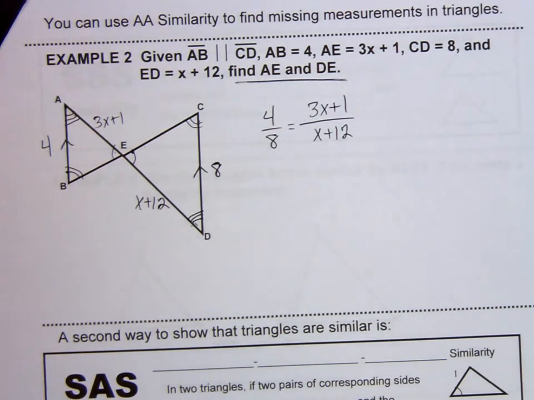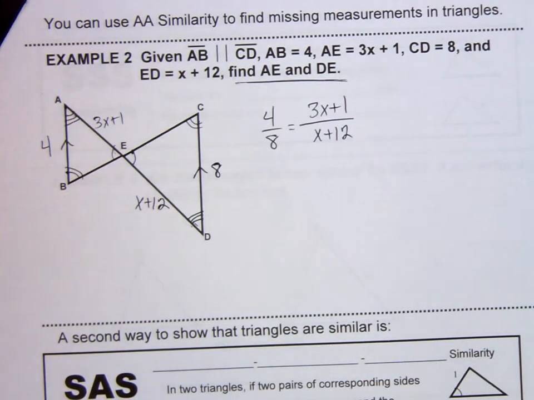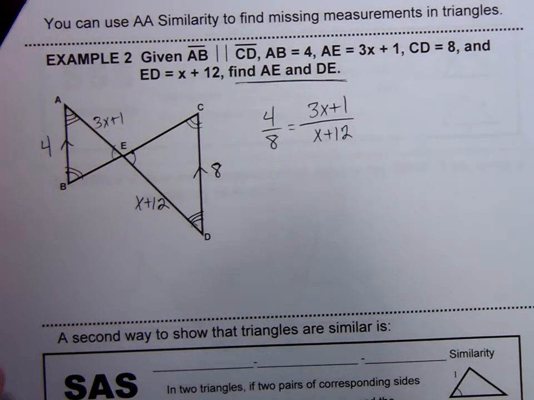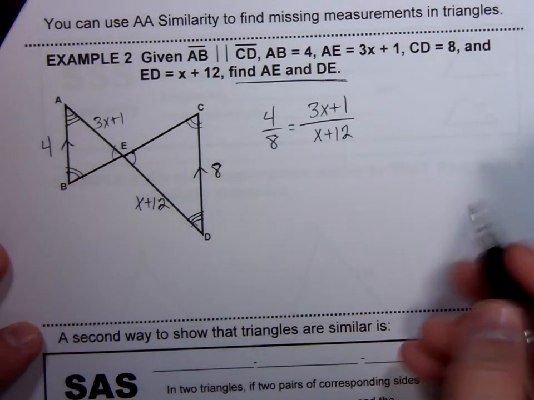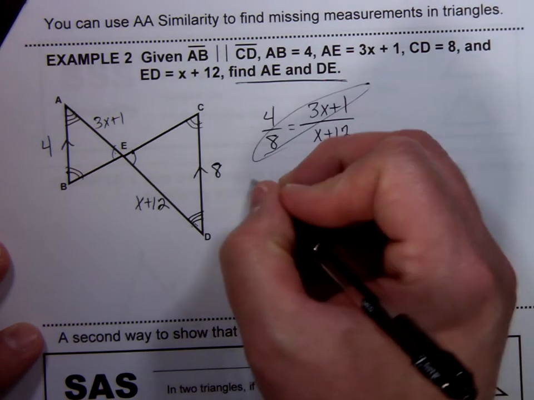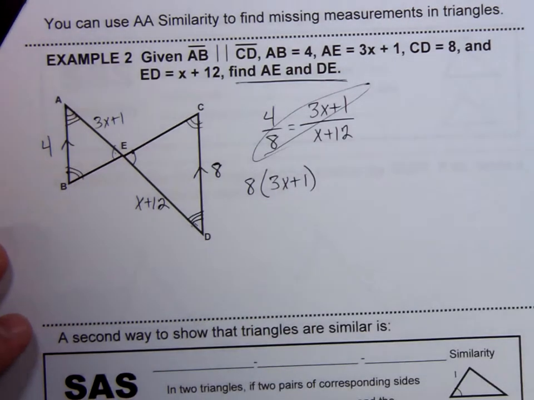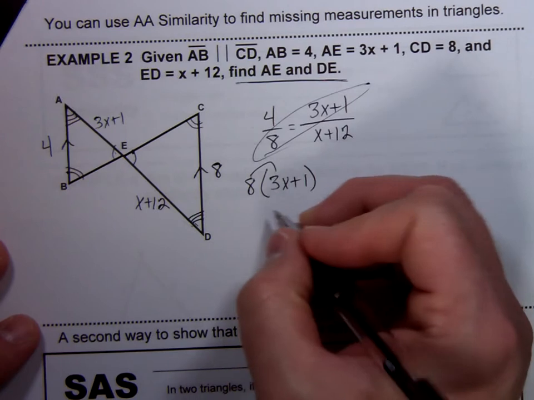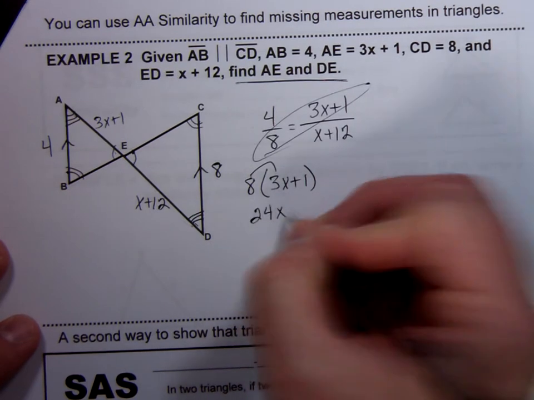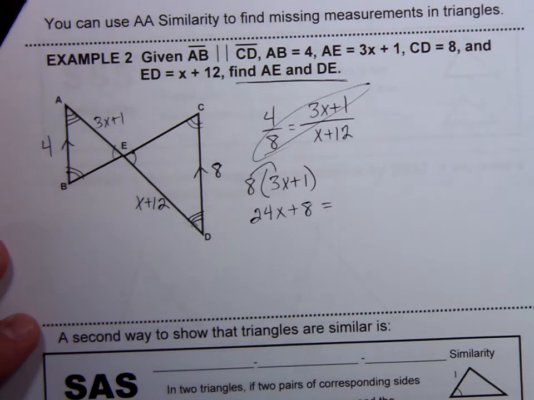If it helps, you can write yourself a similarity statement first, and then use your similarity statement to look at which sides are corresponding. So here's our proportion, and we want to cross multiply and solve. When I multiply this way, 8 needs to multiply times all of 3x plus 1, so I have to distribute to make that happen. So 8 times 3x is 24x, and 8 times 1 is 8. So there's that cross product.